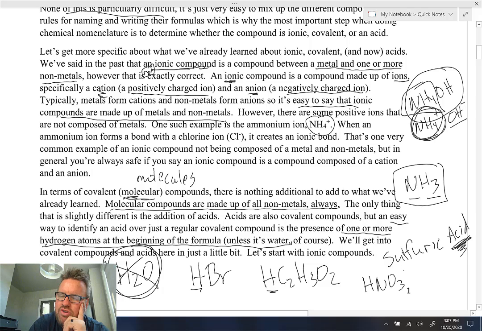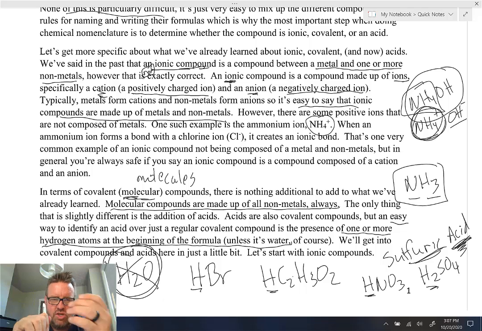Some other common acids: HNO3 is called nitric acid. We'll talk about the naming of it later. I mentioned sulfuric acid. The formula for sulfuric acid is H2SO4. Again, what's that thing you see in common between all those acids? They all start with hydrogens.